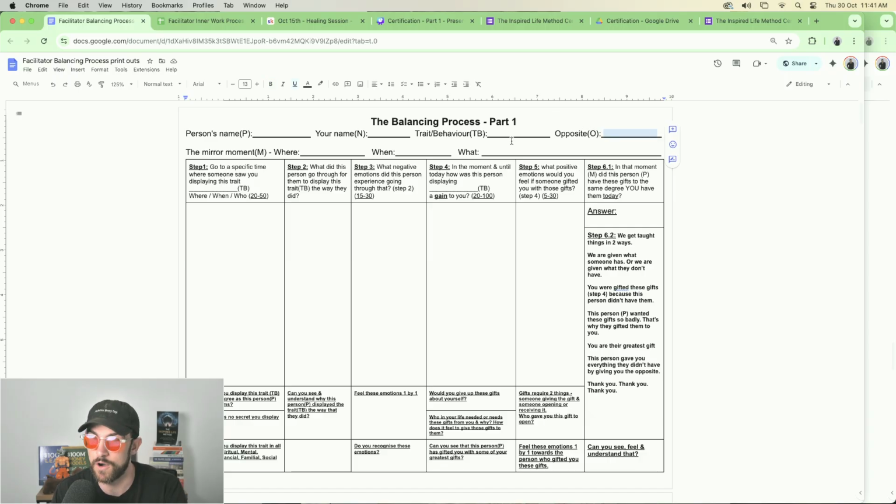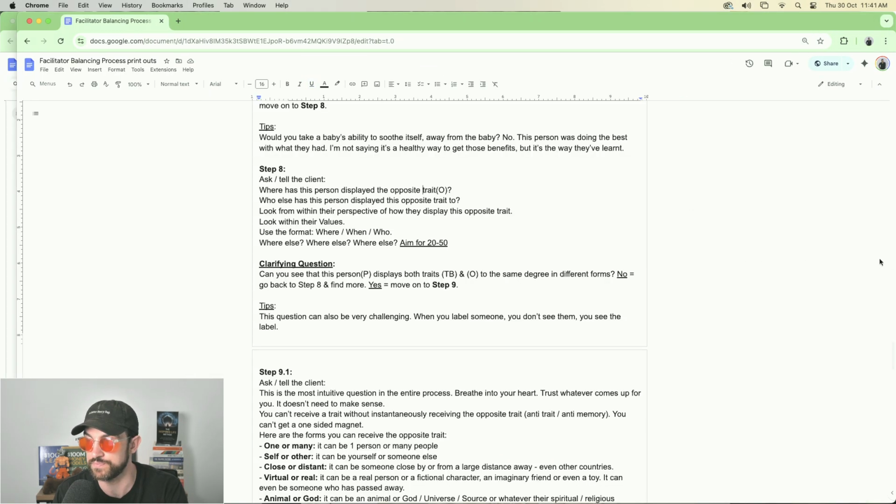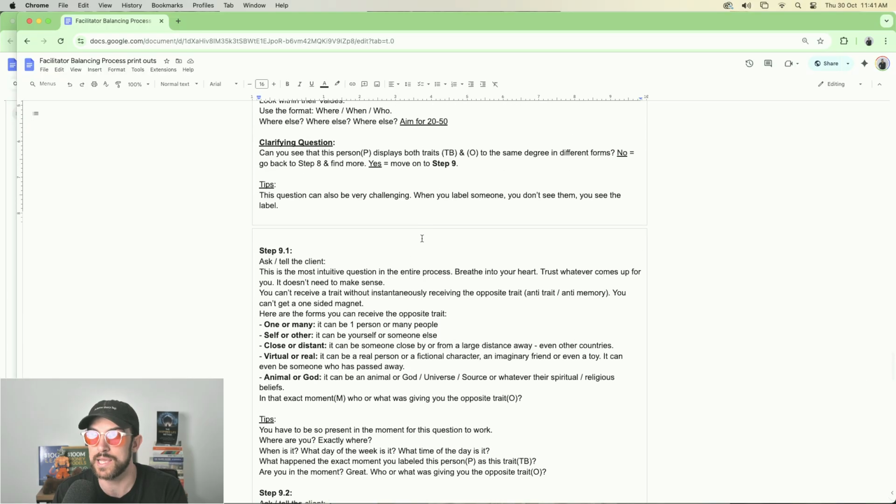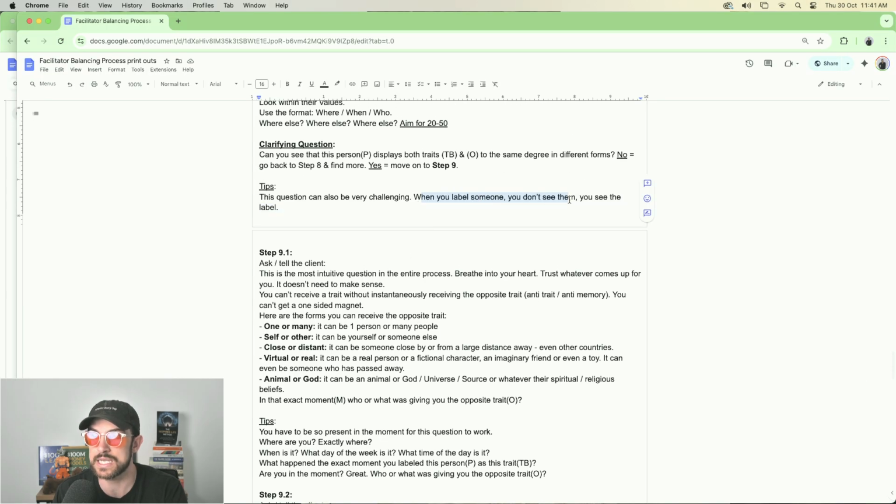You want to get the client to find where the person they're doing the process on has displayed this opposite trait. The lesson that is really powerful to understand for yourself as well is that when you label someone, you don't see them, you see the label. You've probably heard that from Wayne Dyer: you don't see things the way they are, you see things the way you are. And when you change the way you look at things, the things you look at change.